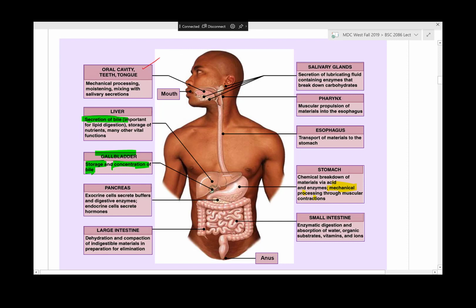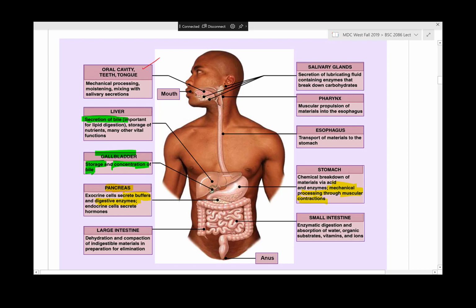So mechanical processing happens through the muscular contractions of the stomach. Then food goes into the duodenum, right? And then you have another accessory organ, which is your pancreas. Your pancreas secretes buffers and digestive enzymes, right? Which are going to secrete some hormones and help you absorb the food.